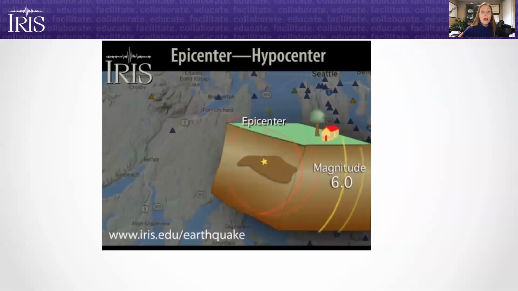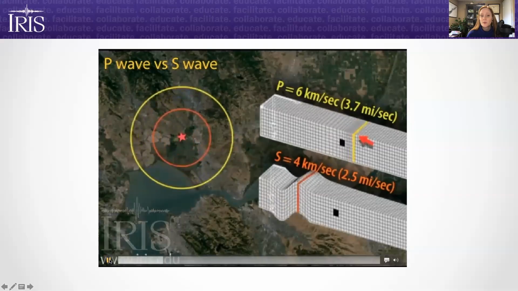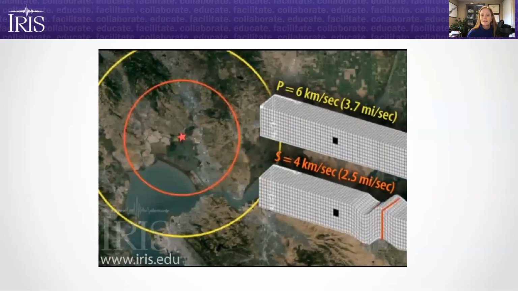Now let's talk a little bit about these waves that are going out in all directions. Every earthquake produces similar kinds of waves. The two we're going to talk about the most today are P waves and S waves. These are body waves that travel through the interior of the Earth. P is for primary, S is for secondary. P is for primary because that wave travels the fastest. P waves travel at about 6 kilometers per second through hard rock, whereas S waves travel at about 4 kilometers per second through hard rock.